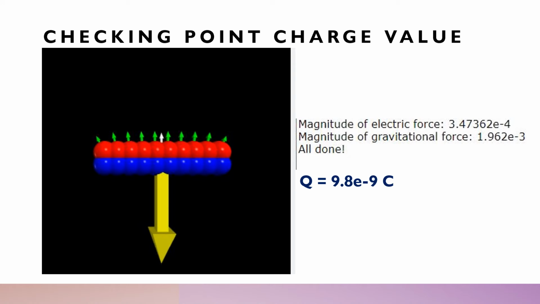When this Q value was placed into the distributed charge model, we could see that the electric force was significantly smaller than the gravitational force. This is demonstrated by the fact that the yellow arrow is significantly larger than the white arrow.